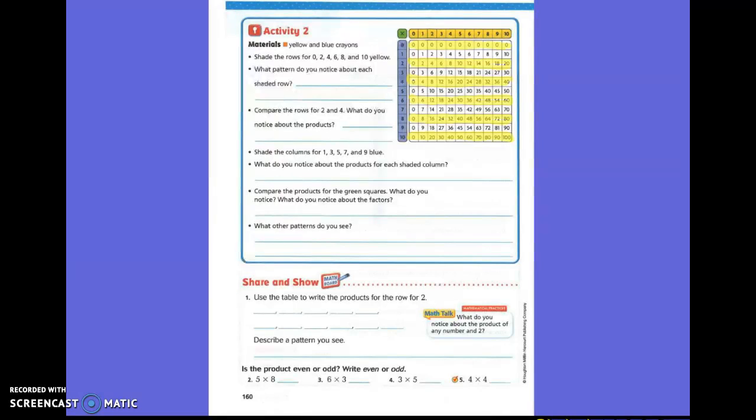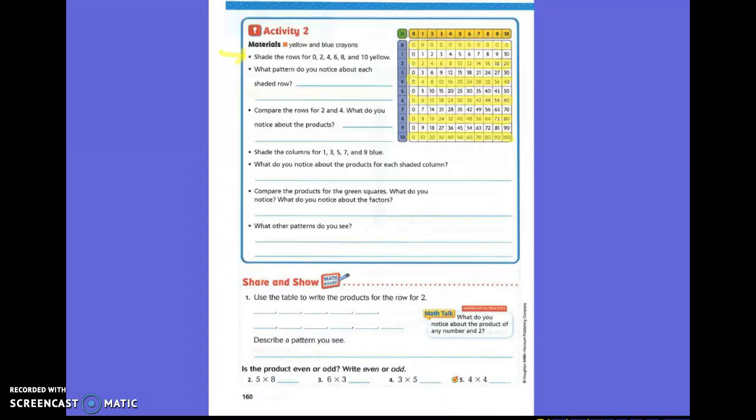Okay, boys and girls, we have shaded the rows for 0, 2, 4, 6, 8, and 10 yellow, like it says right there. Now, it asks, what pattern do you notice about each shaded row? What do you notice about all these numbers? Going by 0, 2, 4, 6, 8, and 10. What about on the row for 4? Does it go 0, 2, 4, 6, 8, and 10? What about the row for 8? Does it do 0, 4, 2?